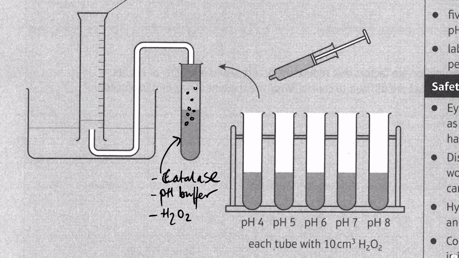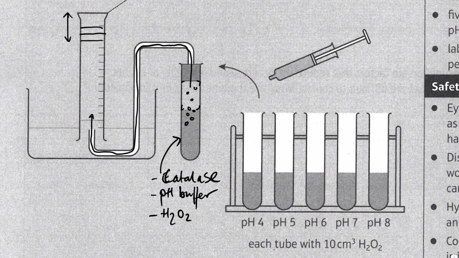Hydrogen peroxide broken down into oxygen and water, and the produced oxygen resulted in an increase in gas pressure in the boiling tube, and this caused the gas to move through the delivery tube and into the measuring cylinder, which was full with water. And then every 30 seconds, you were recording the volume of gas in the measuring cylinder, being the same volume of gas that's produced in this reaction catalyzed by catalase.